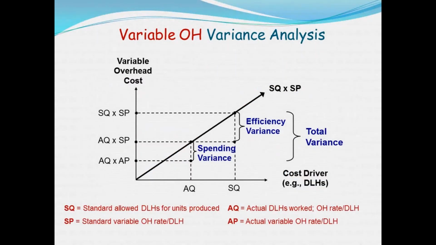So the components are, there's a spending variance, and that's the differential times the actual quantity. Your standard overhead rate versus your actual. We'll talk about these overhead rates in a moment. And then there's the efficiency variance, which is just based upon your quantity of use.